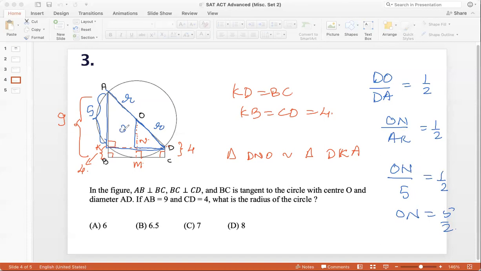So ON is 2.5. Now, what is NM? NM will simply be 4 because this is parallel to the sides of the rectangle. So the radius OM will be ON plus NM, which is 2.5 plus 4, which is 6.5. So the right answer for the radius of the circle is B.